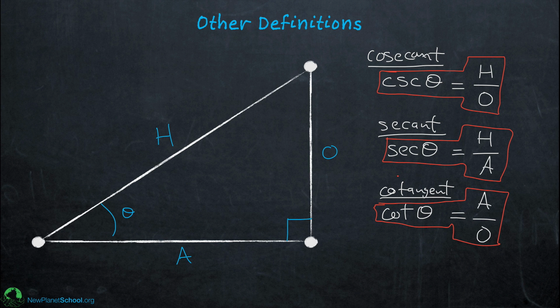But I felt it's really important to mention it. You might come across it. You might have some homework problems where you have to do some of these things. And just remember, these relationships. Cosecant is 1 over sine. Secant is 1 over cosine. And cotangent is 1 over tangent. They're interchangeable, and you can do whatever you want with them.